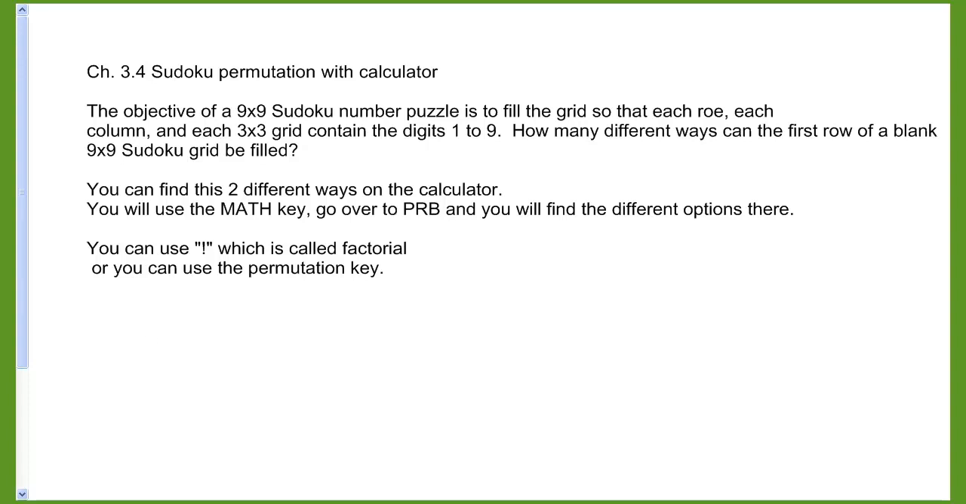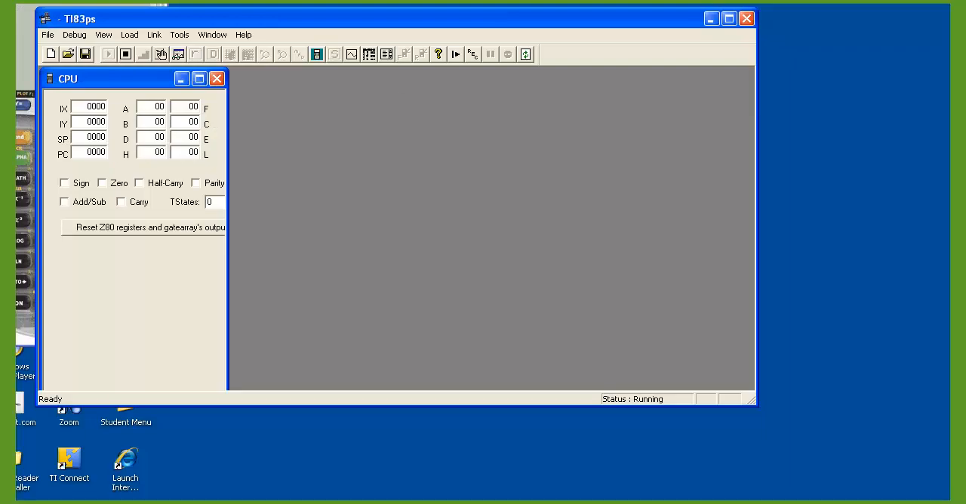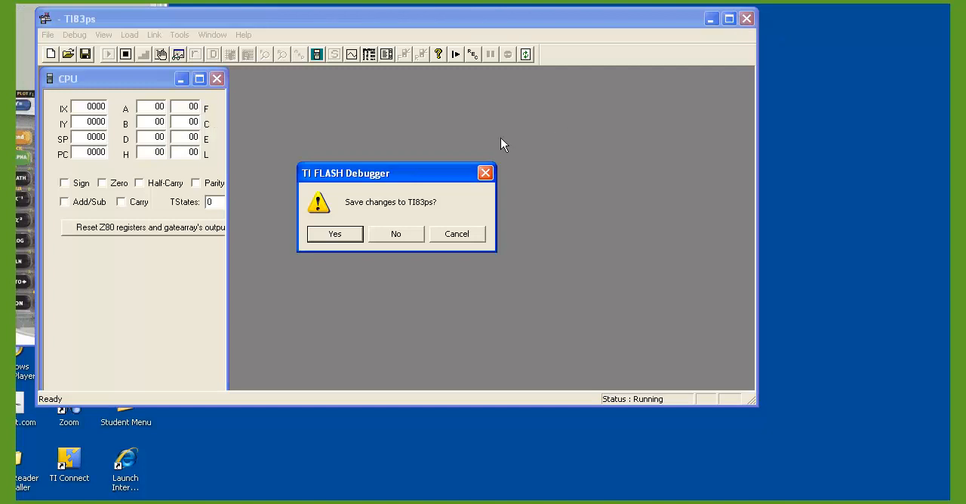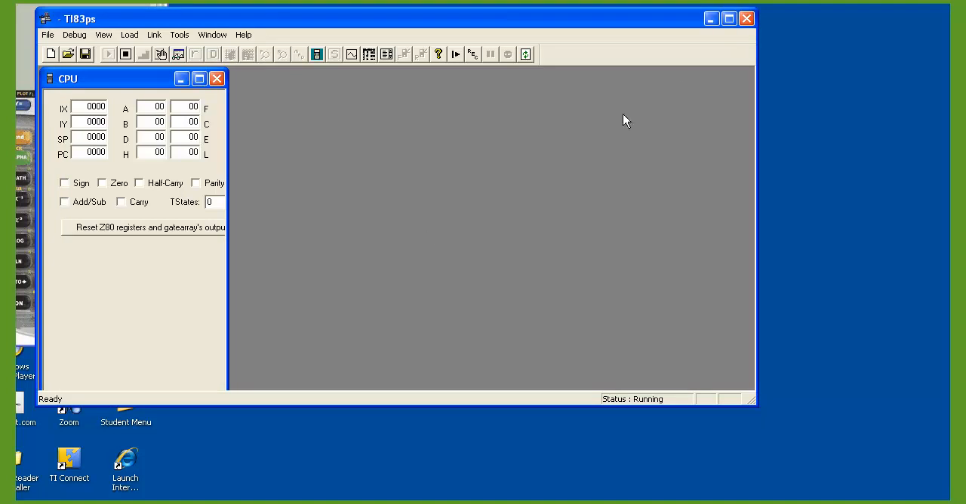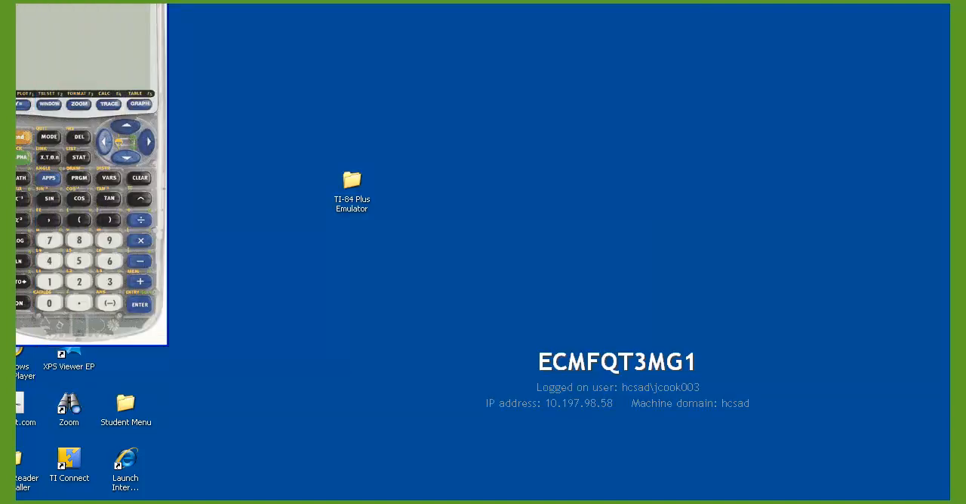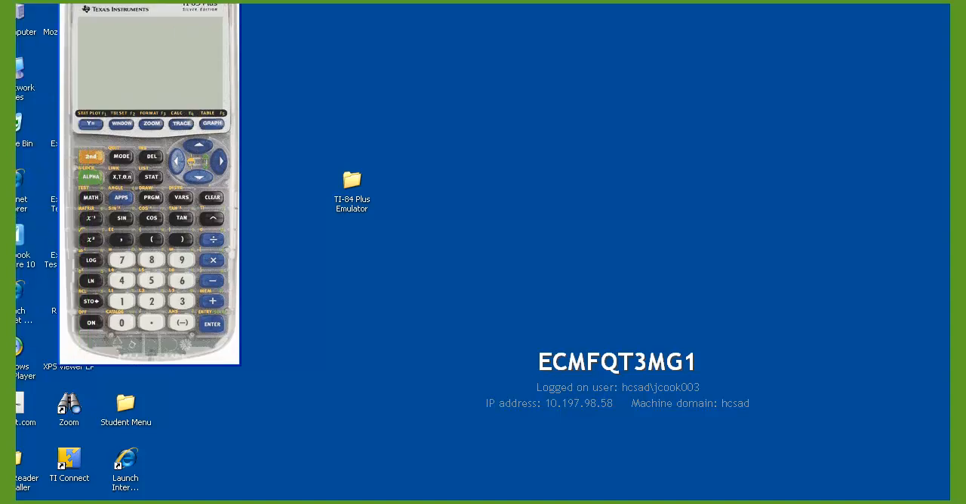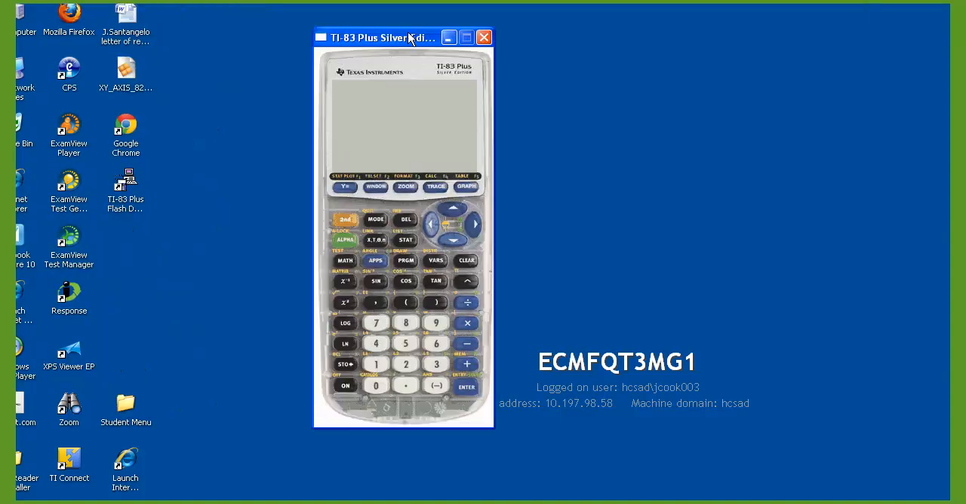Alright, so we're going to go over to the calculator now, and remember we've got a 9x9 Sudoku puzzle, and those are the numbers we're going to be looking at. So I'm going to minimize this, and I'm going to go to the calculator. Alright, so here's my calculator over here. Let me see if I can drag it over to the center. Then it's better for you to look at.